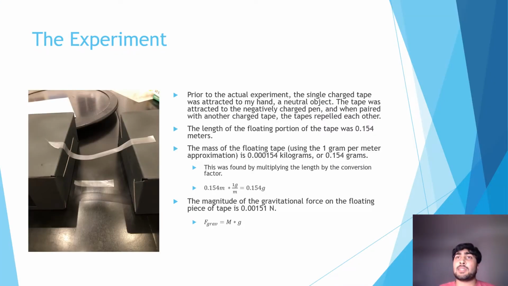Prior to the actual experiment, the single charged tape was attracted to my hand, a neutral object. The tape was attracted to the negatively charged pen, and when paired with another charged tape, the tapes repelled each other. The length of the floating portion of the tape was 0.154 meters.